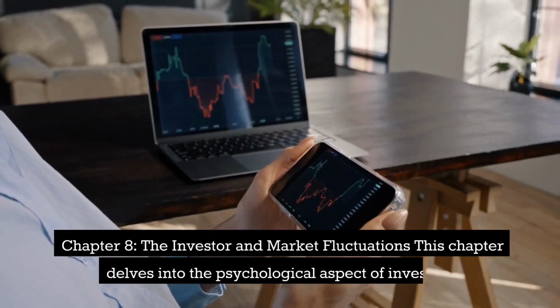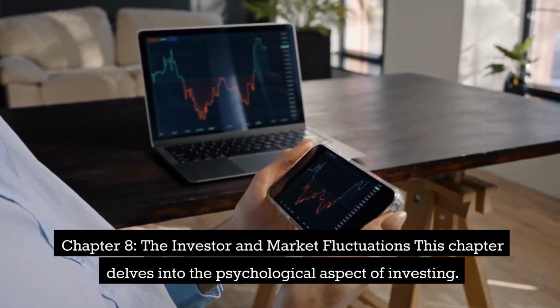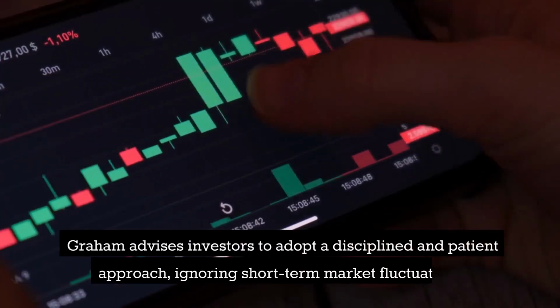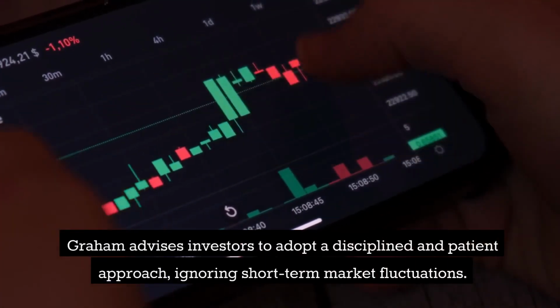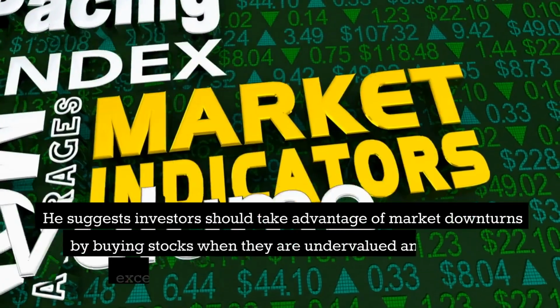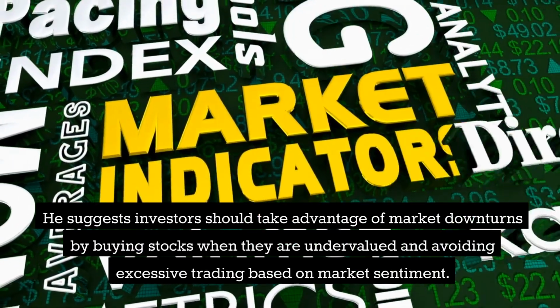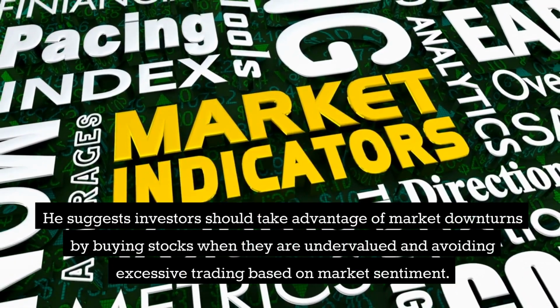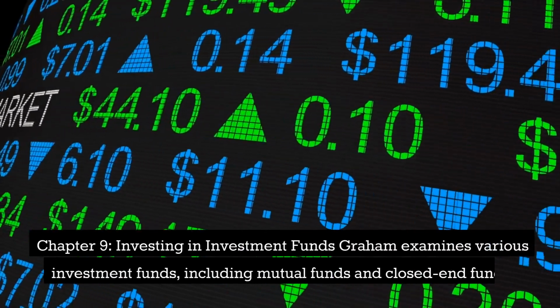Chapter 8, The Investor and Market Fluctuations. This chapter delves into the psychological aspect of investing. Graham advises investors to adopt a disciplined and patient approach, ignoring short-term market fluctuations. He suggests investors should take advantage of market downturns by buying stocks when they are undervalued and avoiding excessive trading based on market sentiment.